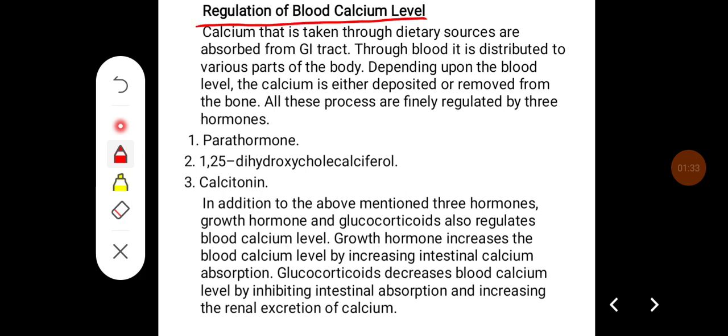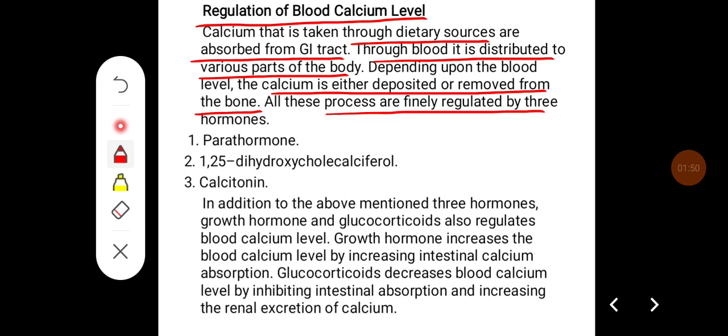Regulation of blood calcium levels. Calcium is taken through dietary sources or absorbed from the GI tract. Through blood, it is distributed to various parts of the body. Depending on the blood level, the calcium is either deposited or removed from the bone. All these processes are finally regulated by three hormones. That is mainly the parathormone. Second one is 1,25-dihydroxycholecalciferol, and third one is calcitonin.